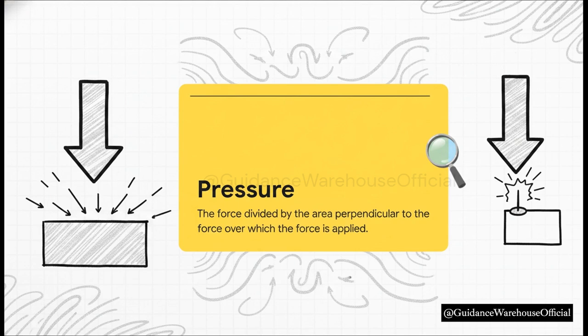Moving from our needle example to a strict physics definition, pressure is formally defined as the force divided by the area perpendicular to that force. Basically, think of it as how concentrated a push is. If you take a push and spread it out over a really wide area, the pressure is super low. But if you concentrate that exact same push into a tiny little dot, like the tip of our needle, the pressure becomes incredibly, incredibly high.